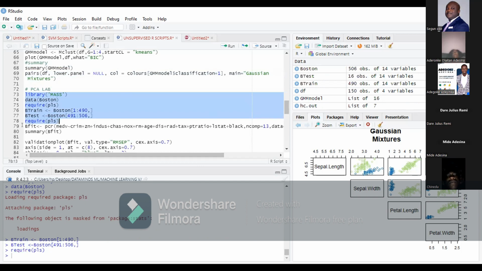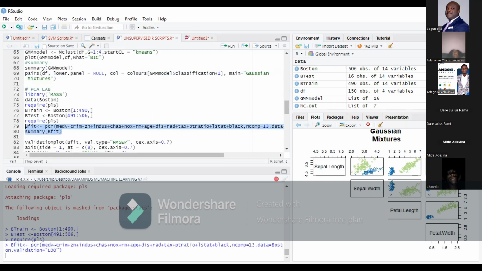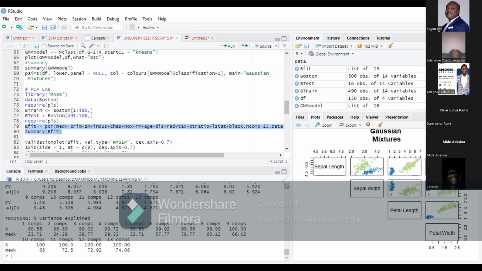Now, lines 79 to 80. You can see here that we have MDV, which is the median value of owner-occupied homes. It is the dependent variable, while the others are independent. You know that I said principal component regression. Now if we run lines 79 to 80, we are going to have the output. Look at the output. This is what it gives us.